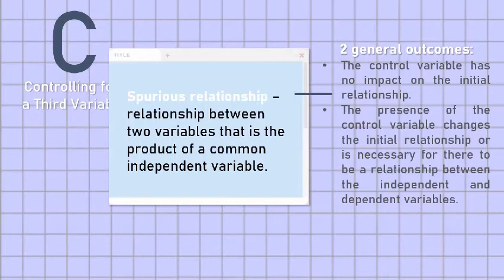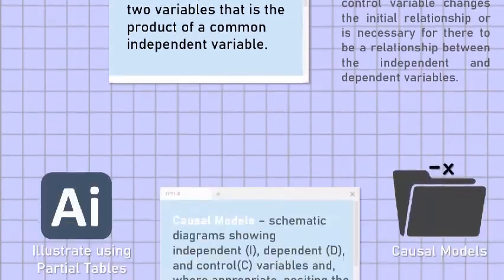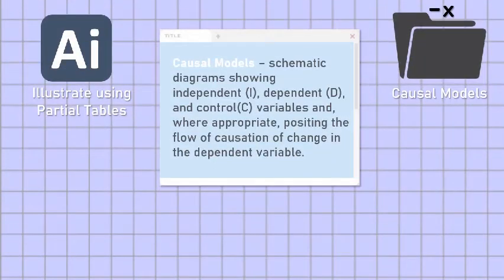We could illustrate these outcomes by using partial tables, or separate tables for illustrating each variable. The findings in the partial tables are combined with other assumptions to produce causal models of these relationships. Causal models are schematic diagrams showing the independent variable, dependent variable, and control variable, and where appropriate, positing the flow of causation of change in the dependent variable.